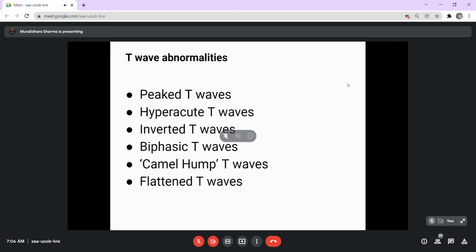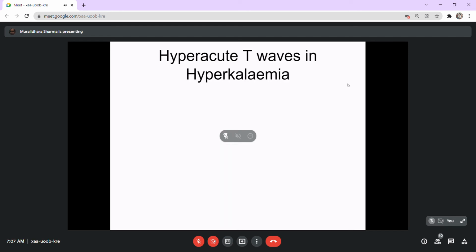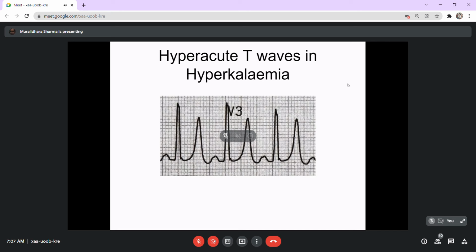Then the last part is about the T wave abnormalities which can occur, which we have already discussed. You may see these names: peaked T waves, hyperacute, inverted, biphasic, camel hump, or the tombstone. These are all the different names which are used that do not make much of a difference or importance as such. Hyperacute T waves without ST segment elevation can occur in hyperkalemia. We have discussed this already, but I have given this example again to make out that difference. In hyperkalemia, you may have a hyperacute T wave, but the ST segment is not altered or elevated.